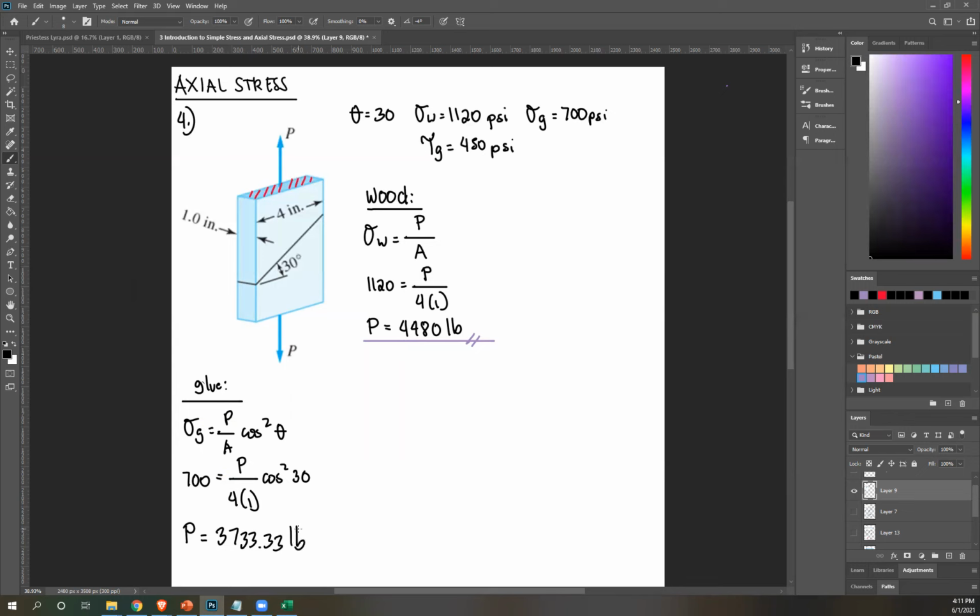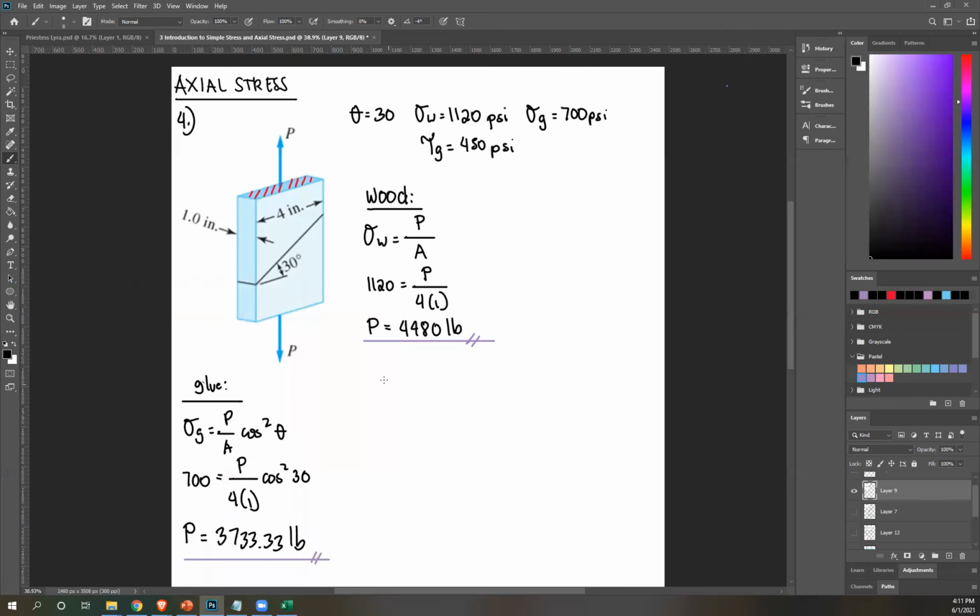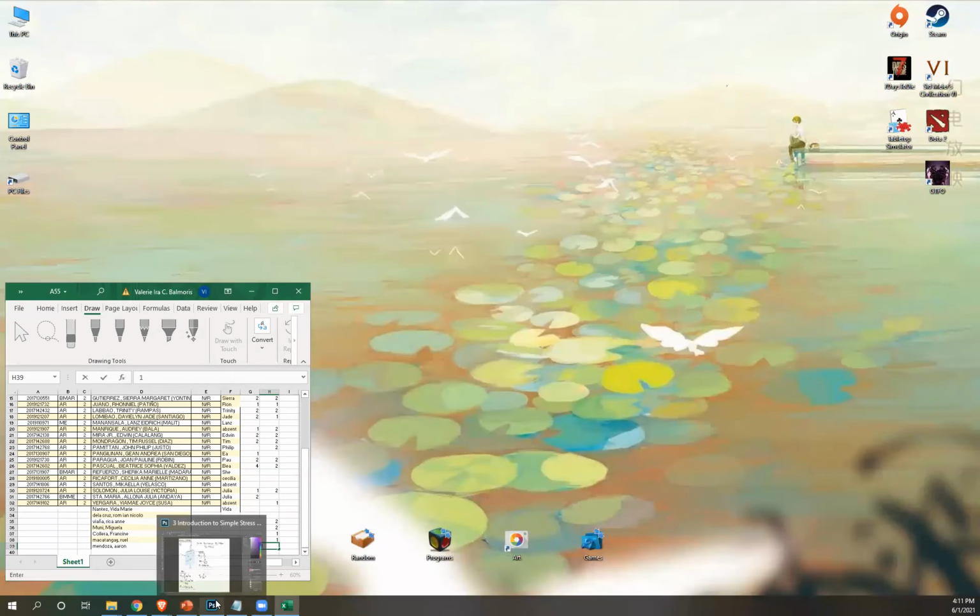3733.33. Once again, the unit of that is pounds. Again, that's another option. Next, let's look at the shear stress. The equation for shear stress is P over 2A sine 2 theta. We use the symbol for shear stress as tau. Tau G equals P over 2A sine 2 theta.